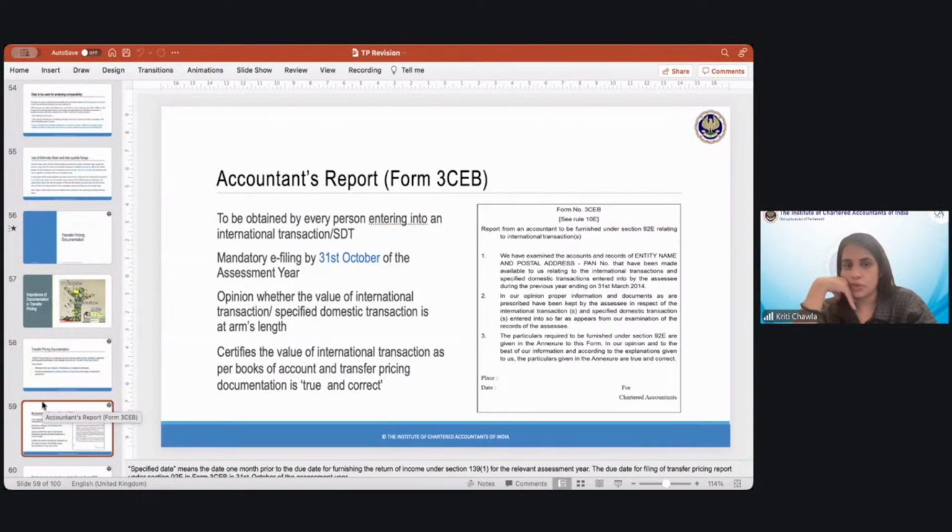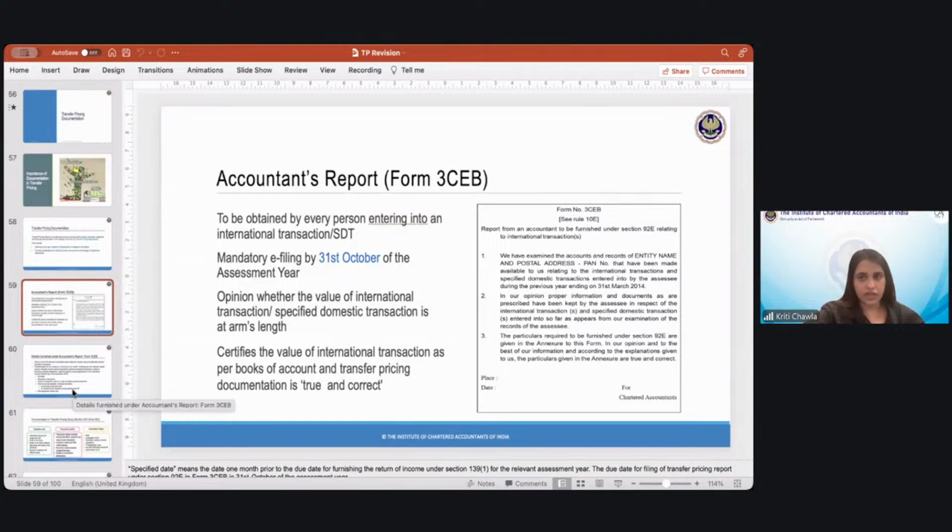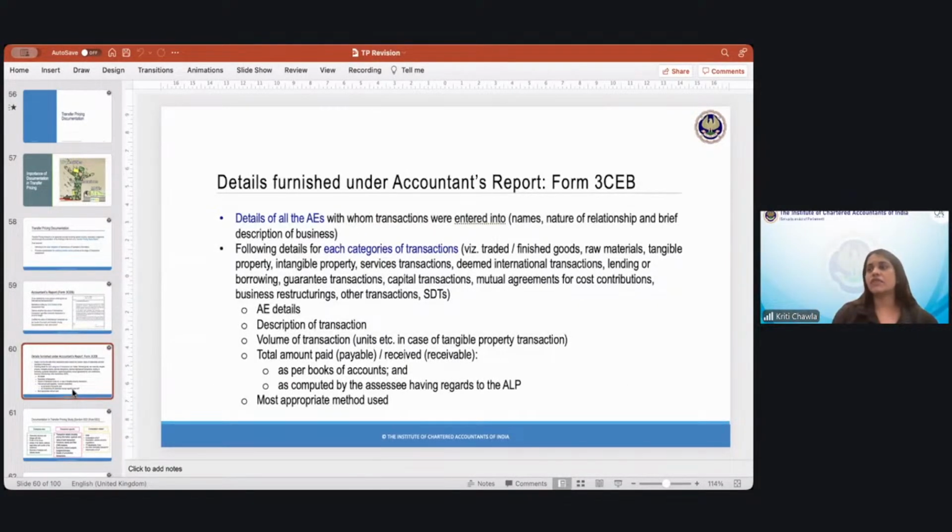This is a mandatory report that you have to fill and submit or upload to the income tax department's portal. There is mandatory e-filing by the 31st of October. It will provide an opinion on whether the value of the international transaction or specified domestic transaction is at arm's length. It will also certify the value of the international transaction as per books of accounts, etc., and whether it is true and fair. These are the details furnished in Form 3CEB: you have to put in all the details relating to the associated enterprises, the category of the transactions, the description of the transaction, the volume of the transaction, etc.